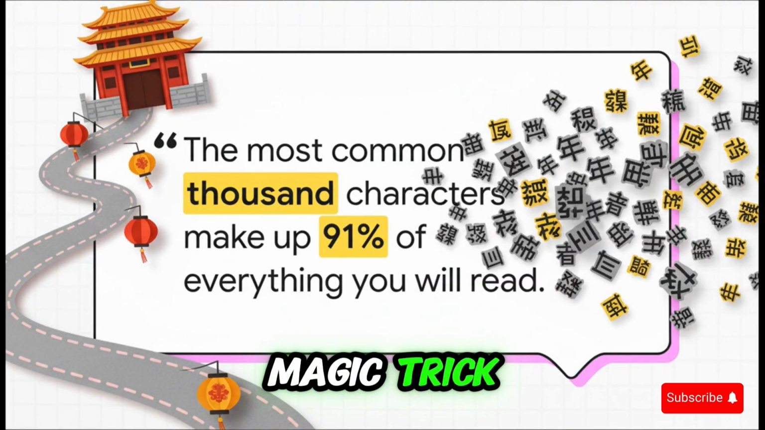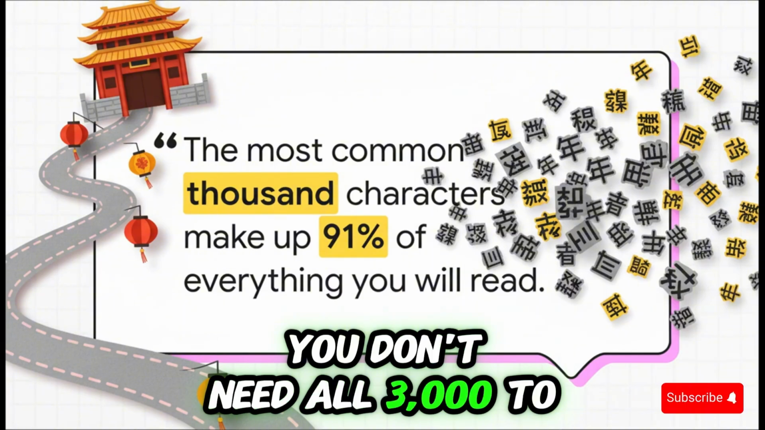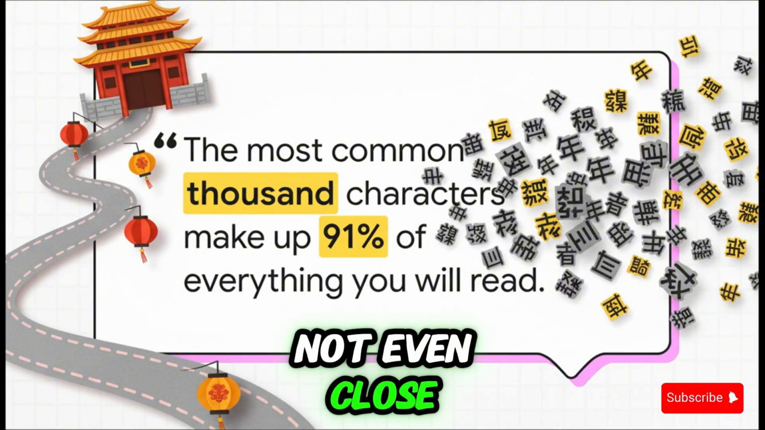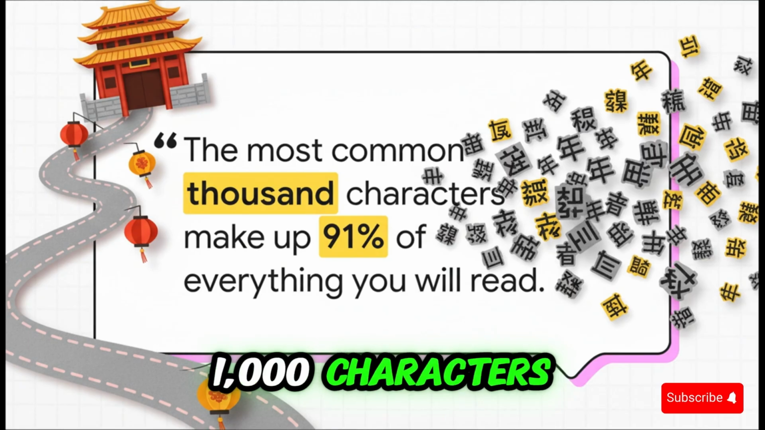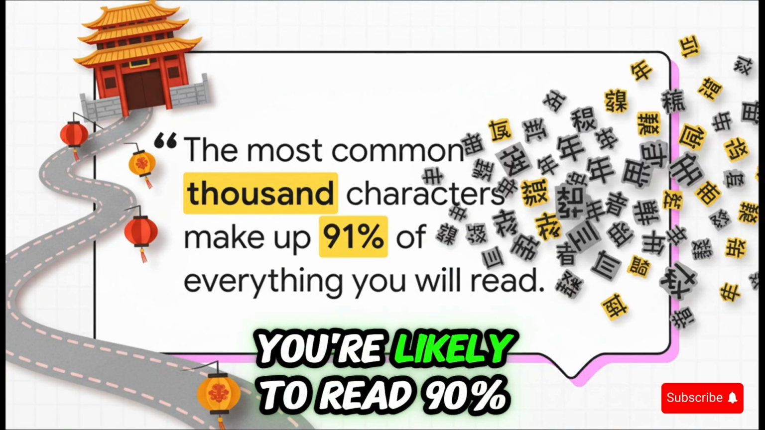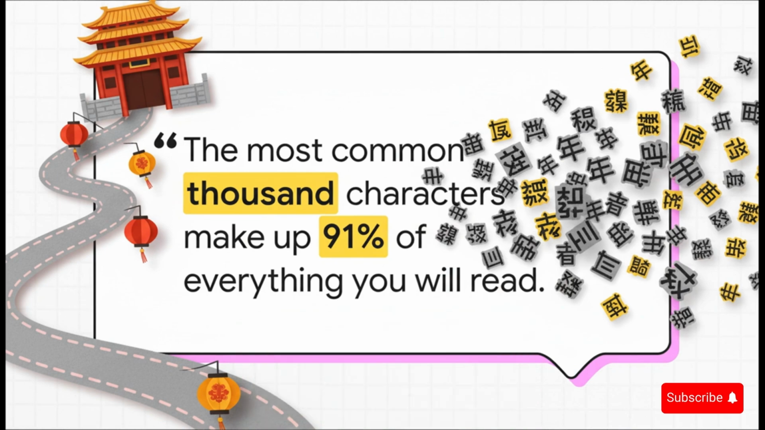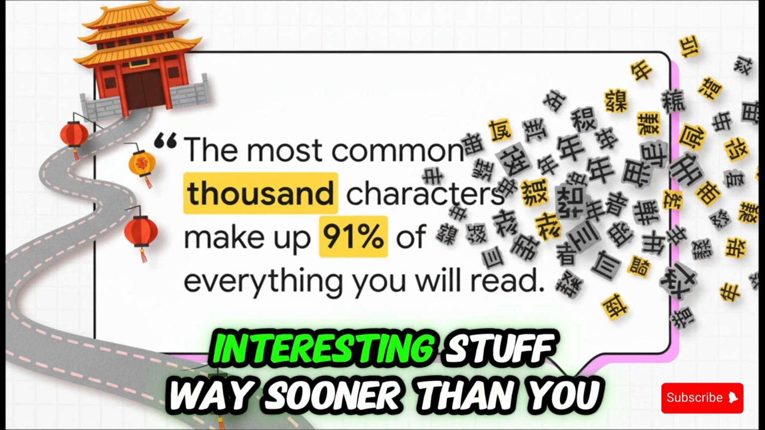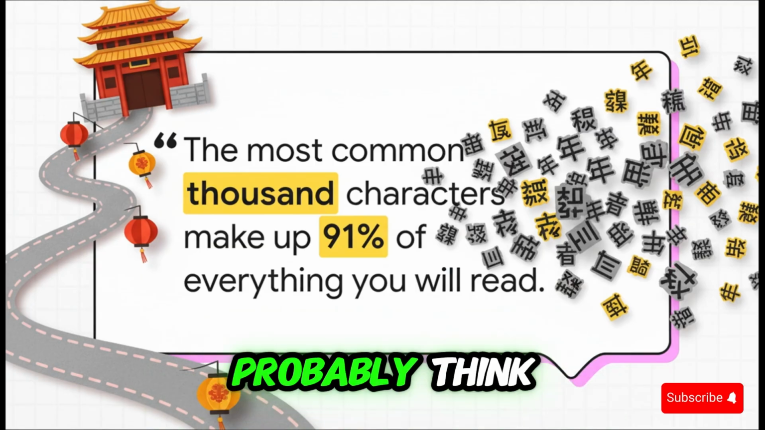But here's the magic trick. You don't need all 3,000 to get started, not even close. With just the most common 1,000 characters, you can already understand over 90% of everything you're likely to read. 90%! That means you can start reading really interesting stuff way sooner than you probably think.